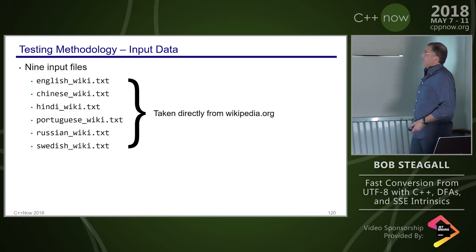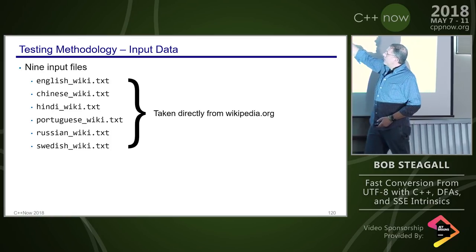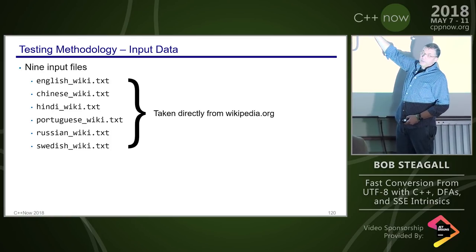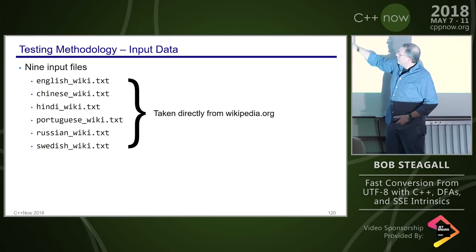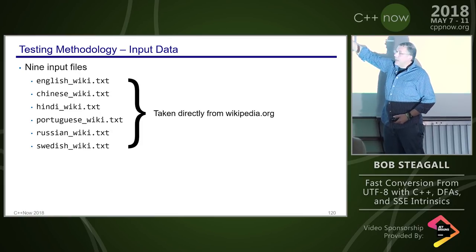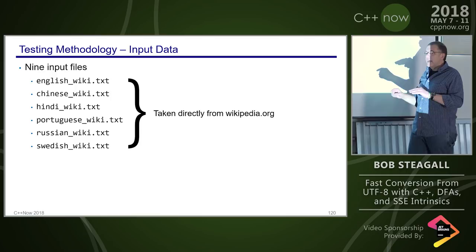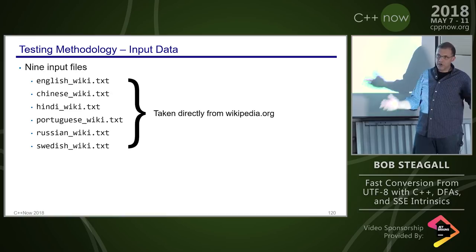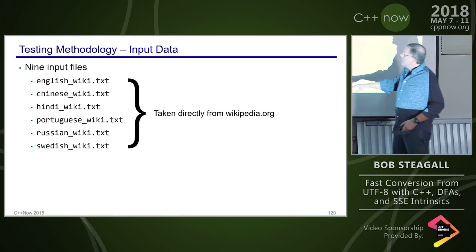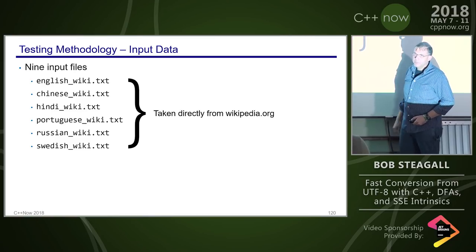My input data consists of 9 input files, 6 of which were taken from Wikipedia.org. English was easy. I typed the keywords English language in Wikipedia, took the returned HTML and saved it as EnglishWiki.txt. For the other 5, for example, Hindi, I typed in the Hindi language and saw the English translation of the Hindi language page. I then changed it to be the Hindi description of the Hindi language, which gave me more Hindi characters, and saved that. So this is the Wikipedia page that describes the Hindi language in the Hindi language, not in the English language.